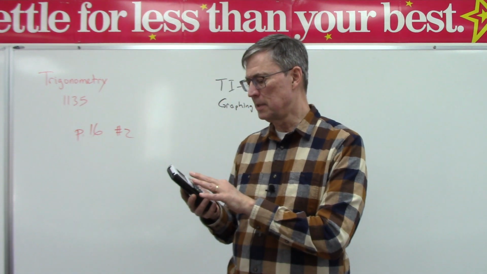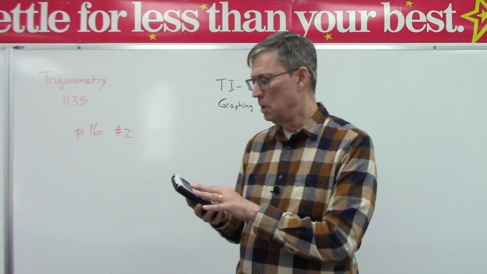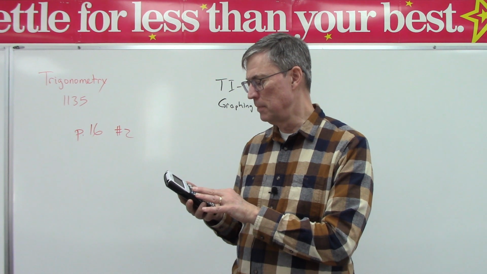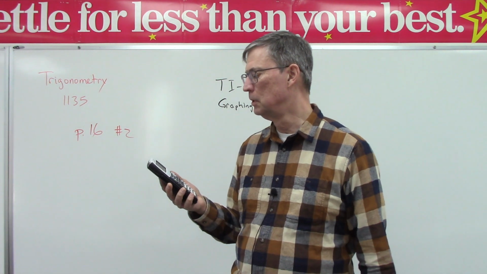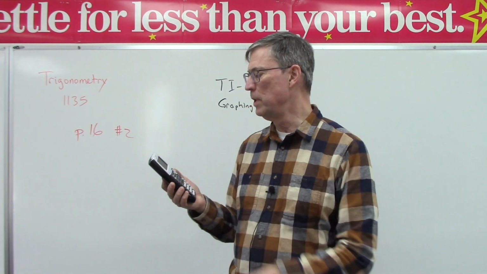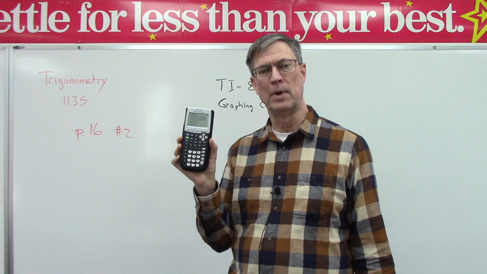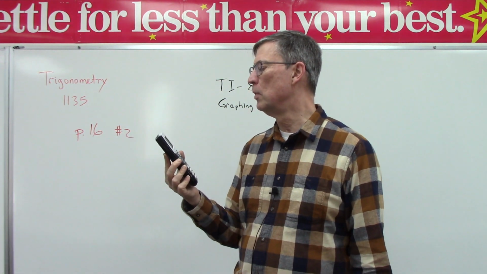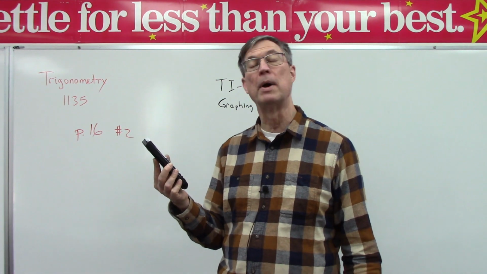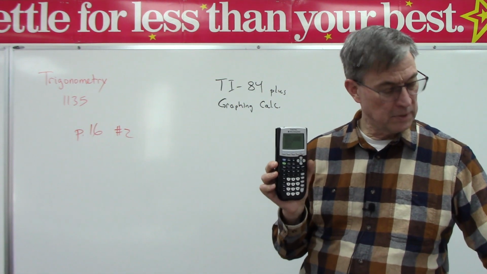So I'm going to hit zoom, number 7, just to clear that out. Hit window. And now I've got some random numbers on there, like negative 6.15 and 6.15, 1.57, negative 4, 4, 1, 1. But I want to change all those numbers. They give us some clues here.